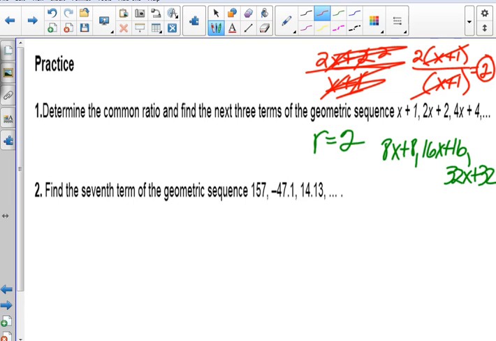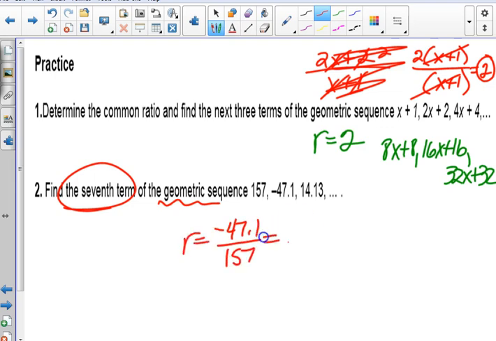Come on. All right. Find the 7th term. This is a mess, but if we're told it's geometric, divide negative 47.1 divided by 157 gives us an R of, okay. This is an interesting question because I think some people's calculator might change it to a decimal and or fraction and some won't. But what are we going to do to find the seventh term?